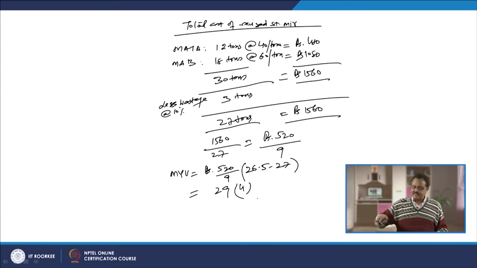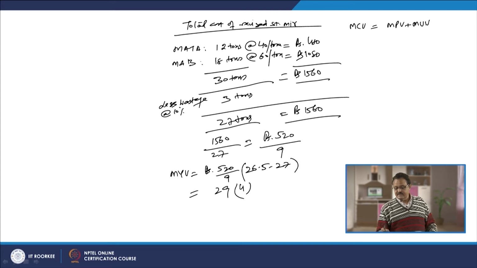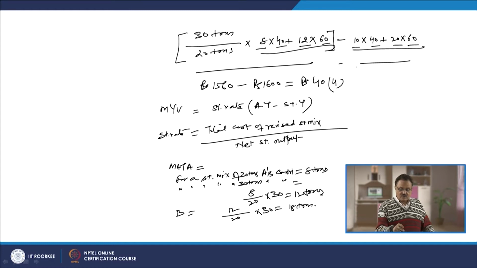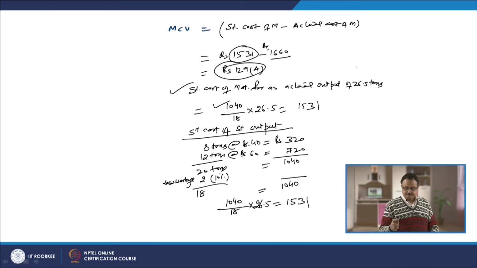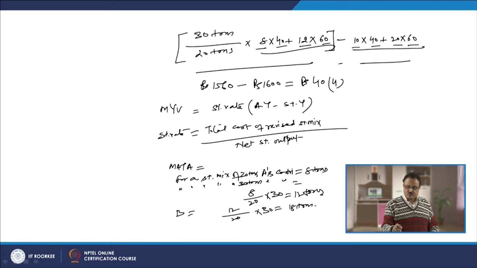Now, let us apply the check here. What was the material cost variance? It is equal to material price variance plus material usage variance, right. And the second thing is that material usage variance is equal to material mix variance plus material yield variance. Okay. So, what is the material cost variance? We have already calculated the material cost variance. How much is it? Here it is 129 adverse.